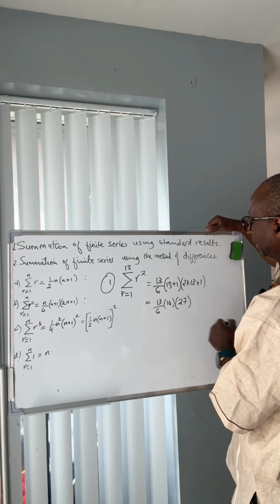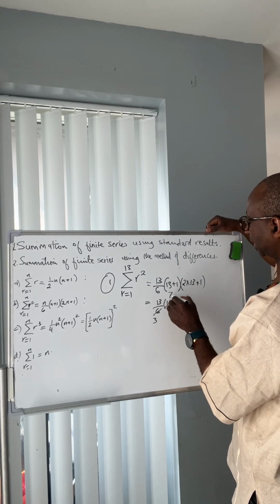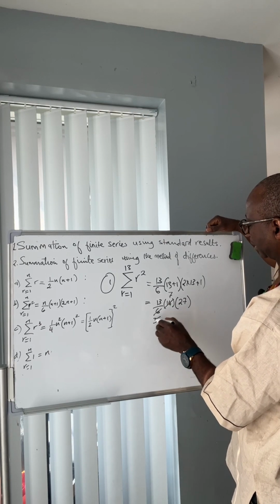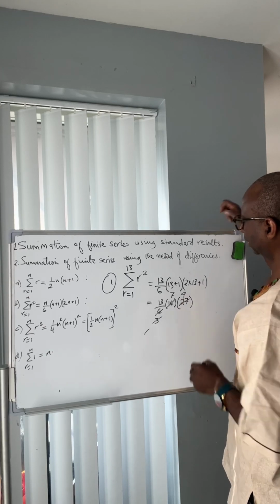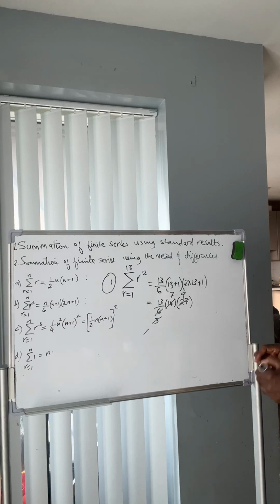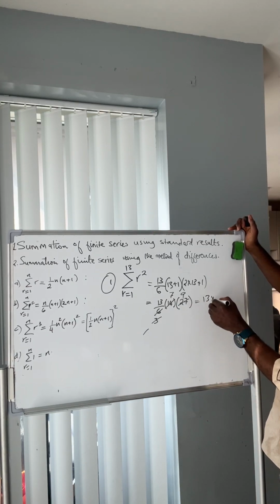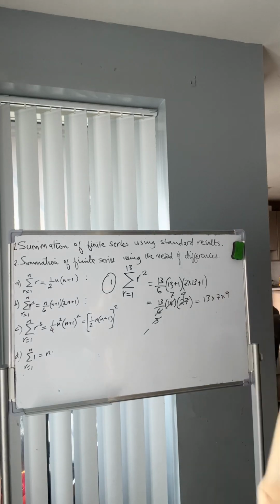Can we do any cancellation here? Yes. 2 here is 3, 2 here 7. Can 3 go into 27? Yes. 3 here is 1, 3 times 9 is 27. So then we have this multiplication to do: 13 times 7 times 9, which is, calculator.